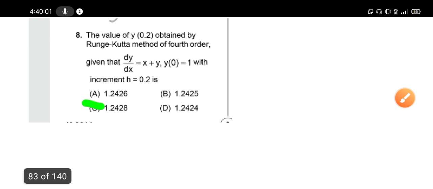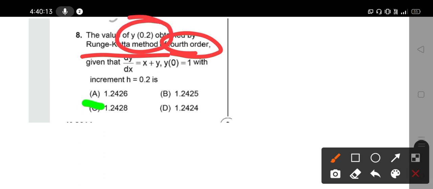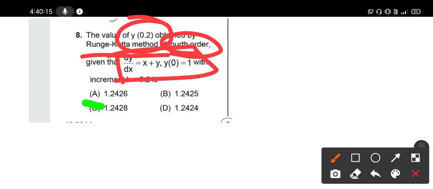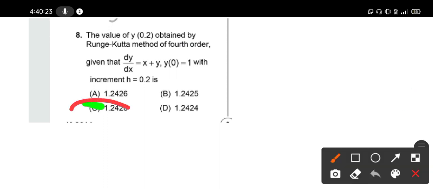The value of y(0.2) obtained by the Runge-Kutta method of fourth order. Find it using the fourth order Runge-Kutta method. The value of y(0.2), the equation and the condition are given. Here the increment h is equal to 0.2. Put this in, you can try. Option C is correct.